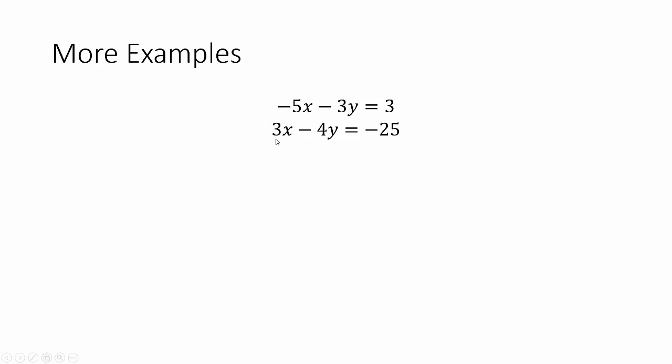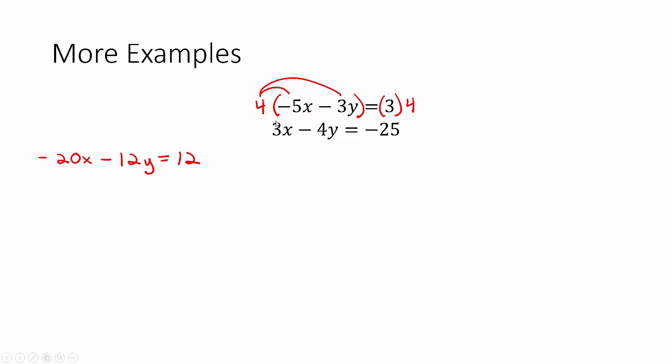3 times 5 is 15 on the x's. 3 times 4 is 12 on the y's. 12 is smaller than 15, so I'm going to go with the smaller number. It works either way. But we're going to try and get positive 12 and negative 12 in front of the y's. So the first equation I'm going to multiply by 4. That's going to give me negative 20x minus 12y equals 4 times 3 is 12.